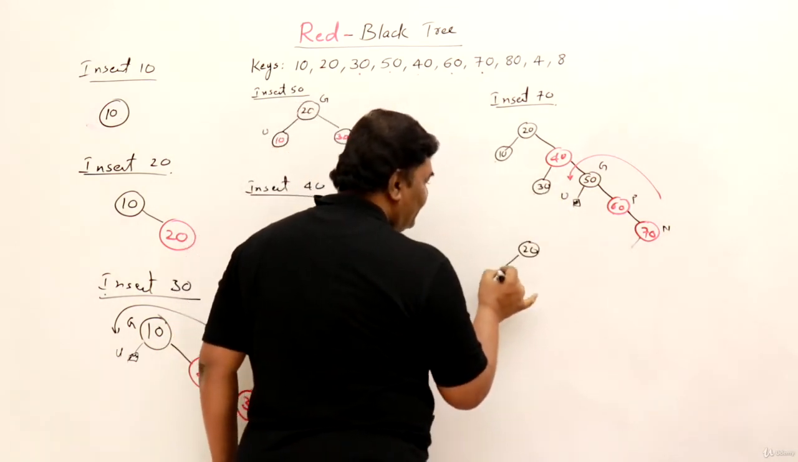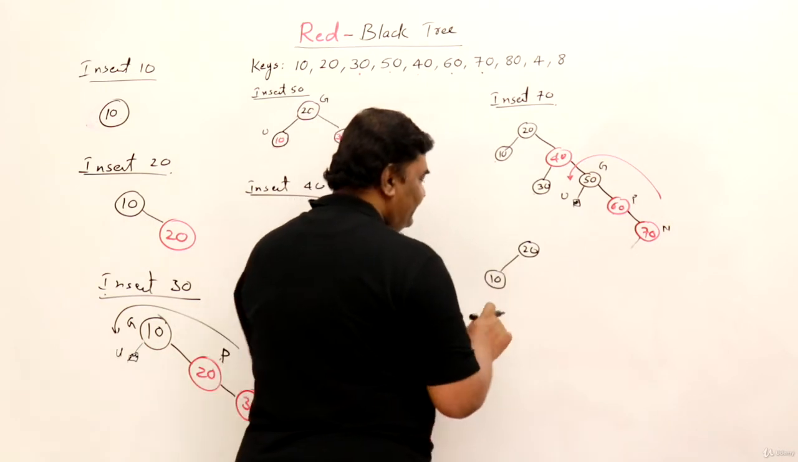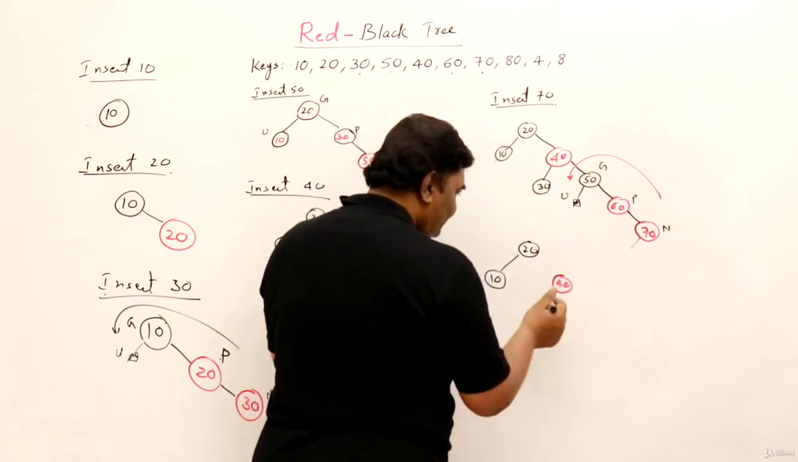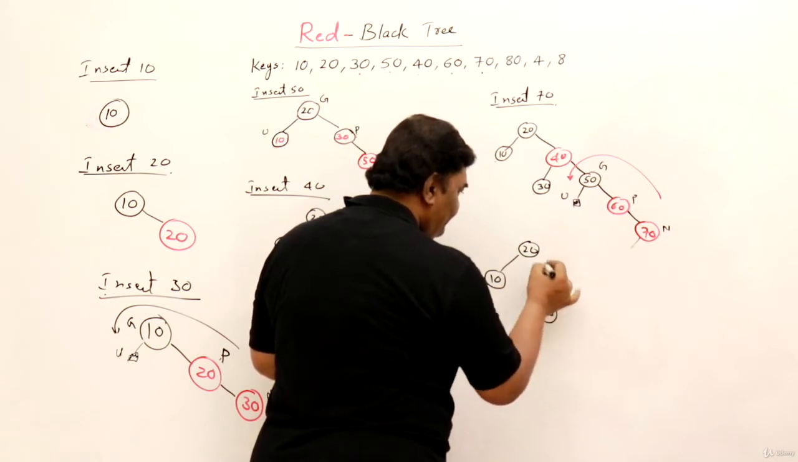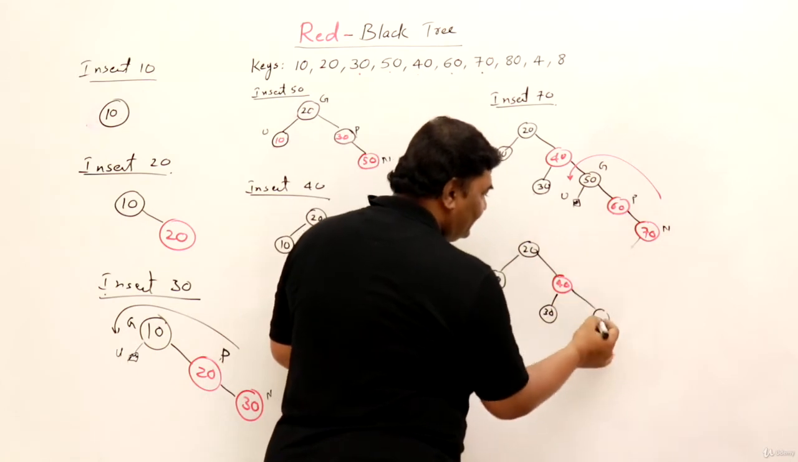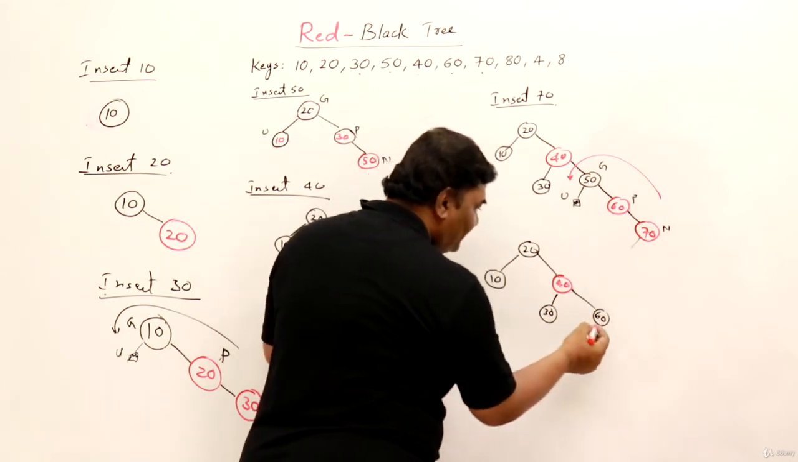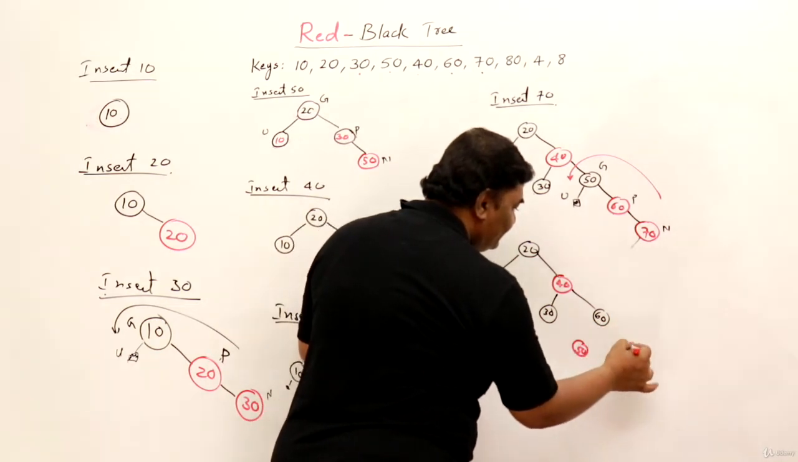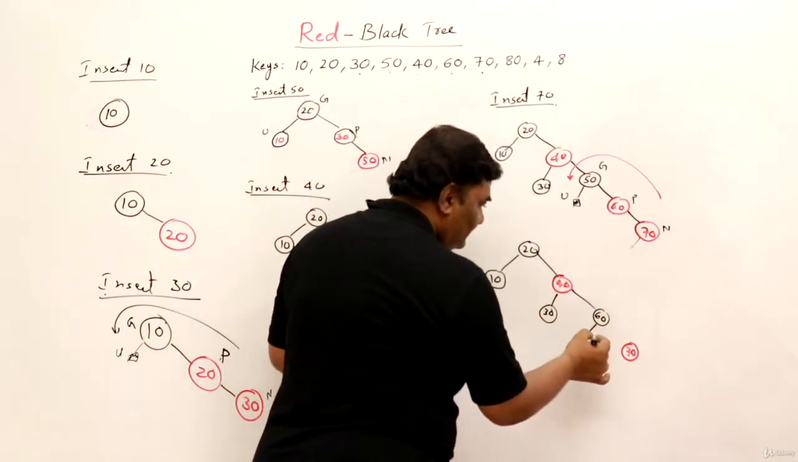This is 20, which remains same. This is 10, remains same. And this is 40. Okay. And this is 30, which remains same. We have to perform rotation over 50. So at 50 comes what? 60. And left child is 50, right child is 70, this one.